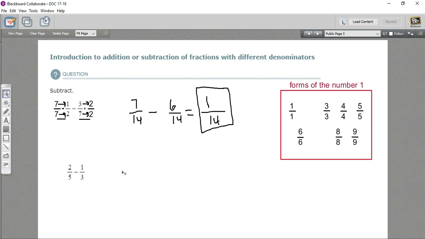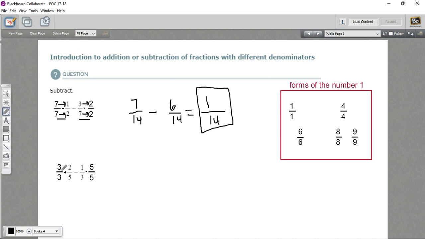All right, let's try this next one. We have 2/5 minus 1/3. I think I'm going to follow the same pattern here, where I take this denominator and choose that number in the fraction to multiply the other fraction by, and this denominator to multiply the first fraction by. This always works to give you a common denominator. It might not be the smallest common denominator, but it'll always give you a common denominator.